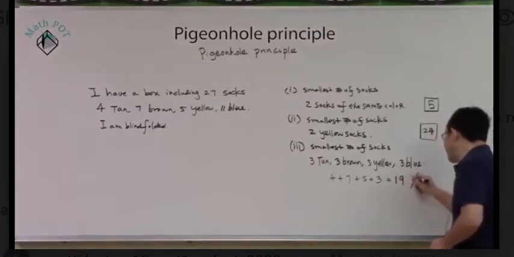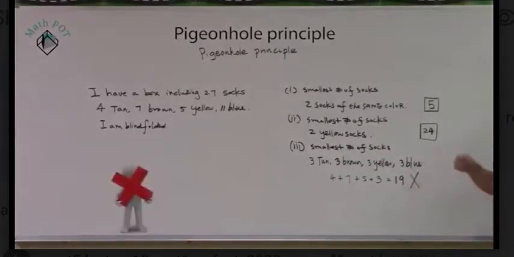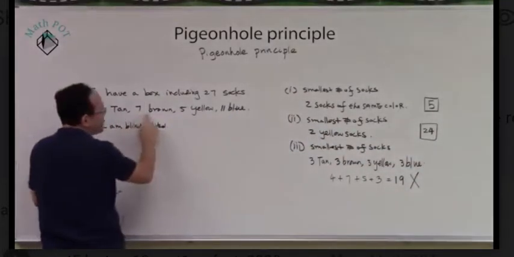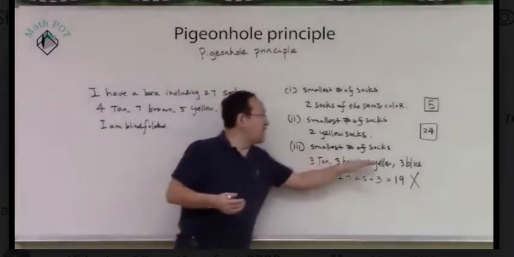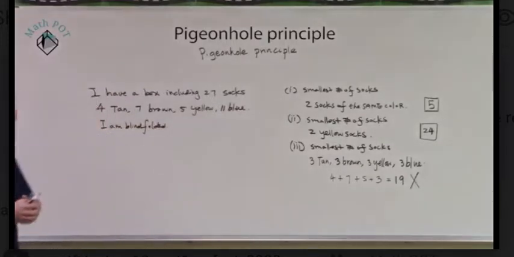Actually, 19 is definitely wrong. It makes sense, but it is wrong. I will quickly give you one example to understand why 19 is a wrong answer. If you pick 11 blue plus 7 brown plus 1 yellow, you get 19, but this does not satisfy the condition. So make sure you understand, this is a wrong answer.